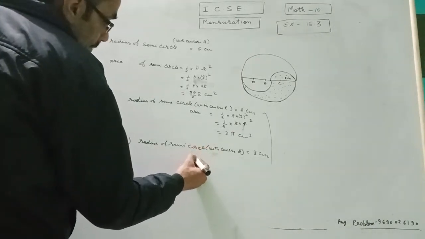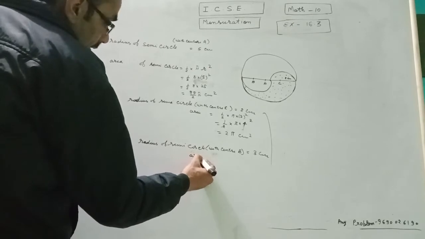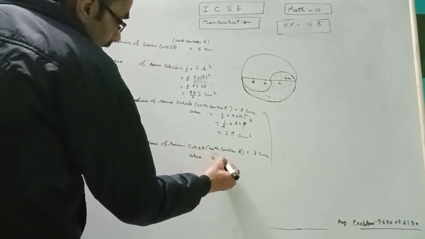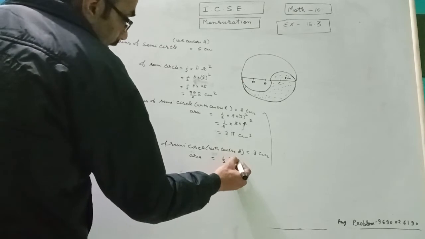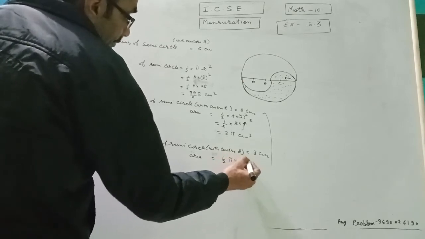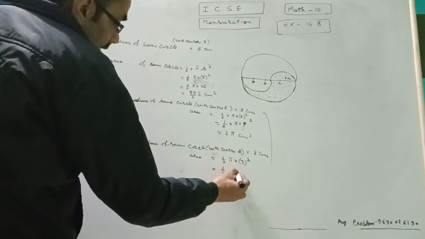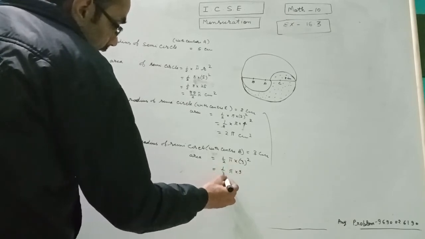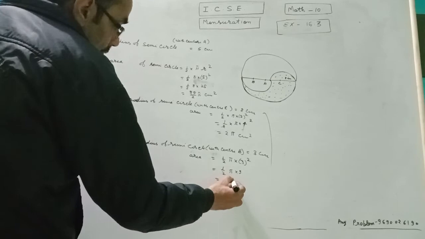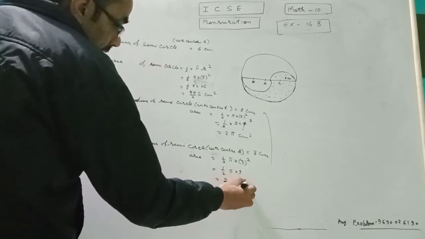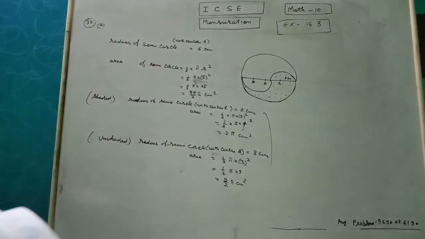Then area of unshaded part is 1 by 2 pi into 3 square. 1/2 pi, 3 square is 9, 9/2 pi cm square is the area.